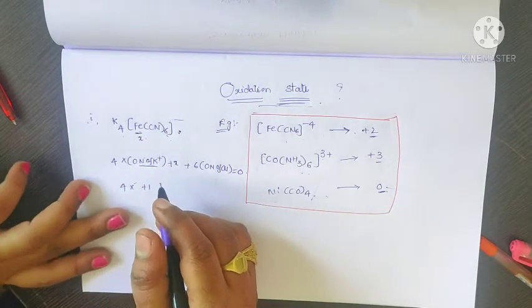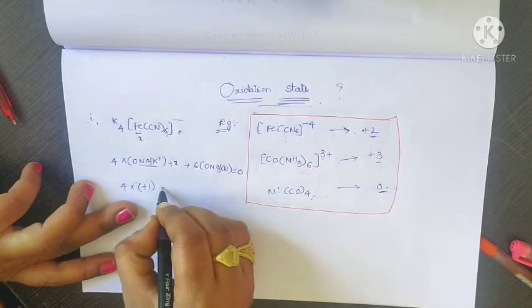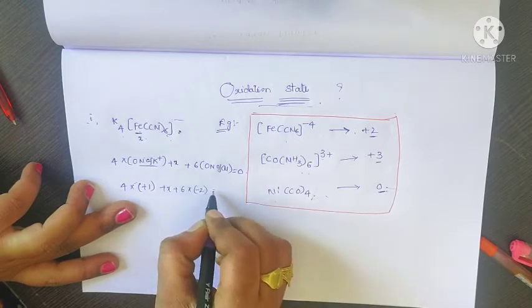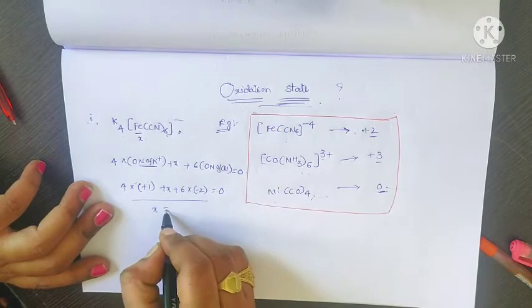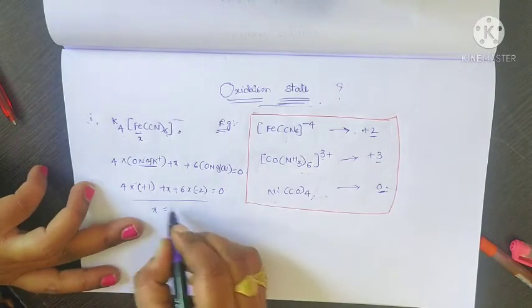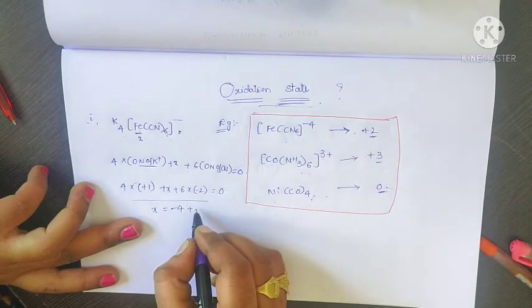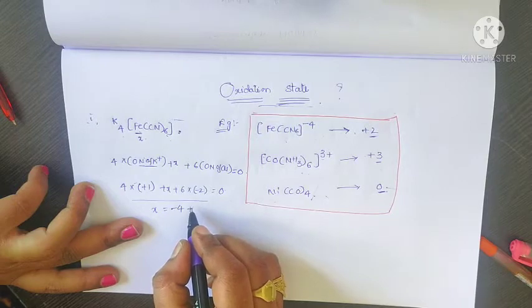So 4 times the oxidation number of potassium, which is plus 1, plus ferrous oxidation state X, plus 6 times the oxidation number of cyanide ions, which is minus 1. So X is equal to plus 2. So the ferrous oxidation state is plus 2.